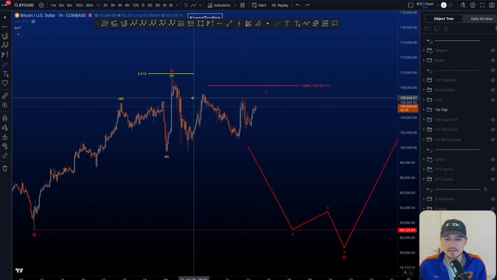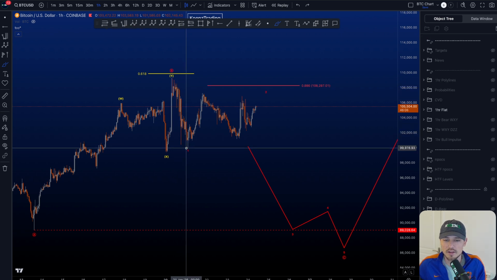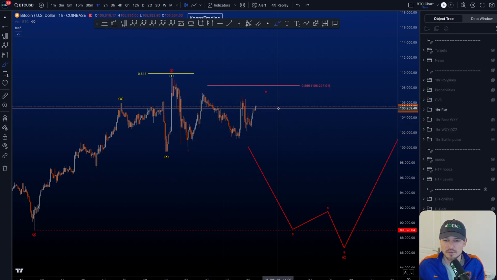Now, if you do want to count it like this, then this has to be your wave 1. You need a wave 2 here and then a wave 3 down.